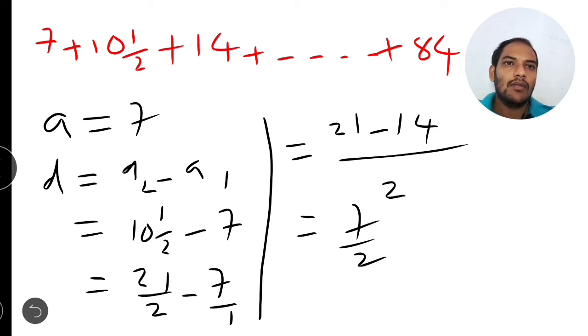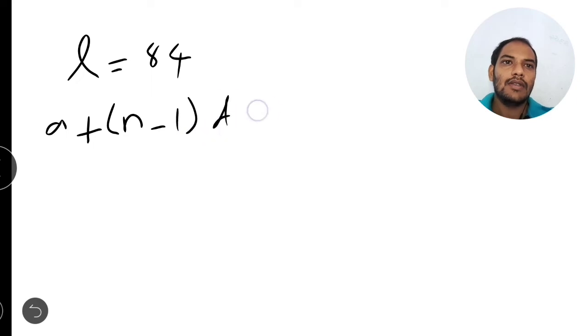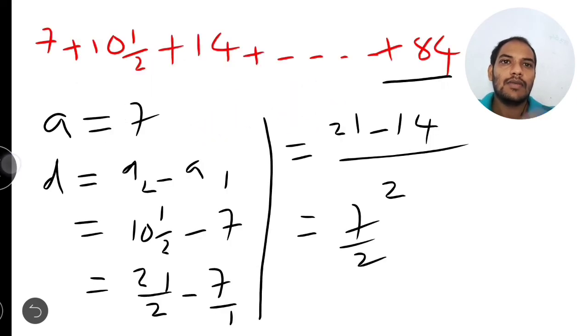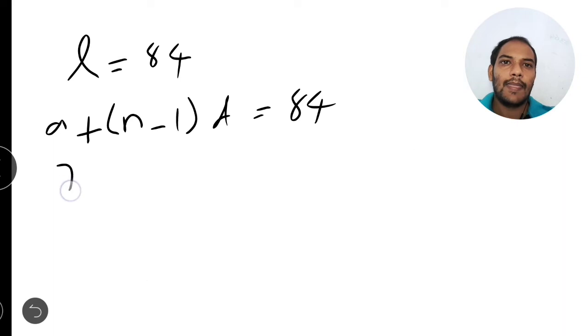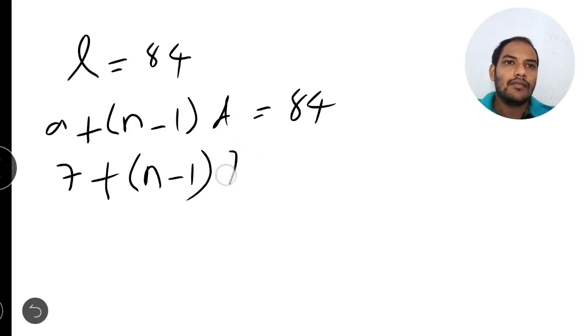Let's find out the number of terms. To find out the number of terms, here the last term is given, that is 84. So equate the last term 84 to L. So L formula is A plus n minus 1 into D, it is equal to 84. So substitute the A value, that is 7, plus n minus 1 into D value 7 by 2. So it is equal to 84.